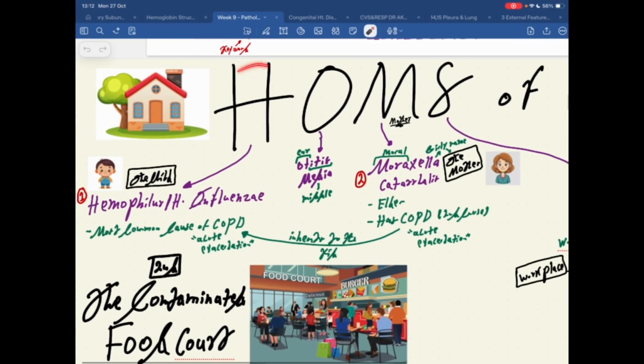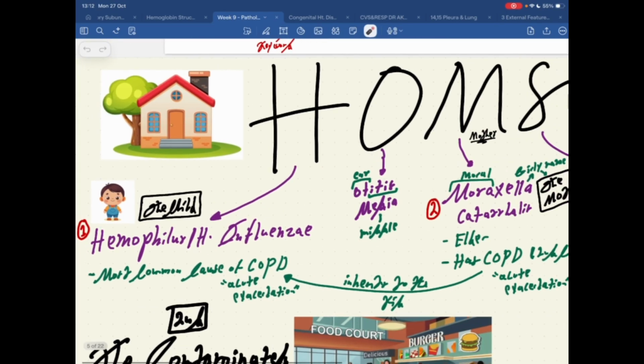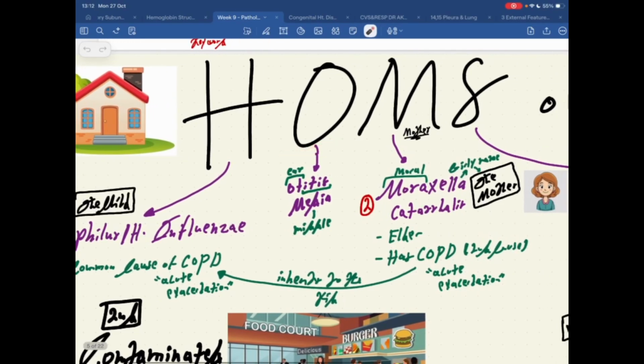So this H right here stands for Haemophilus influenzae. And as you know, influenza is more common in children than in adults. This is why, just to correlate them, H influenzae will be associated with our child character in this case, right here. Very handsome, okay? And the O, we'll talk about it in a bit.